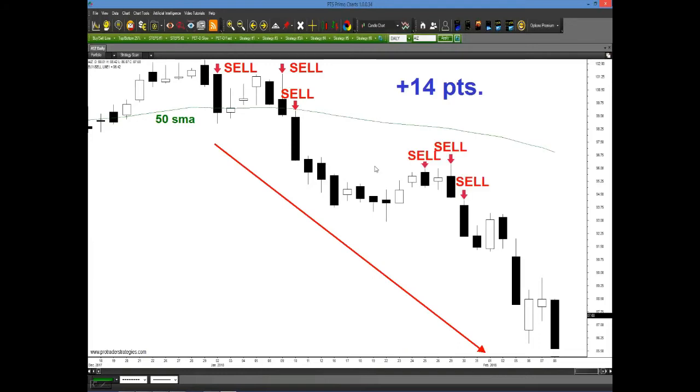And if you miss that, well, guess what? The market is always giving you more chances to get back in. 3 more sell signals were generated while we were going lower.